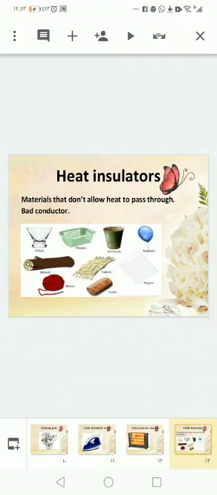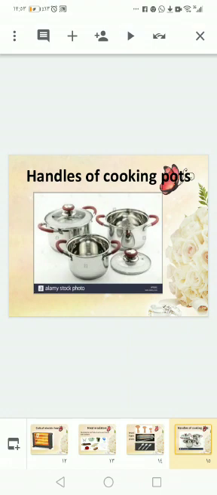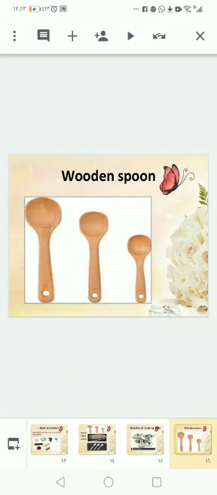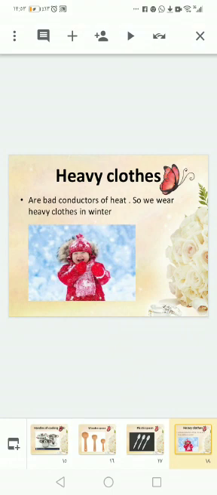Heat insulators are materials that don't allow heat to pass through them, like glass, wood, etc. Uses of heat insulators: handles of cooking pots made from wood or plastic, wooden spoon, plastic spoon. Heavy clothes are bad conductors of heat, so we wear heavy clothes in winter because they make us feel warm, since they don't allow heat to pass through them.